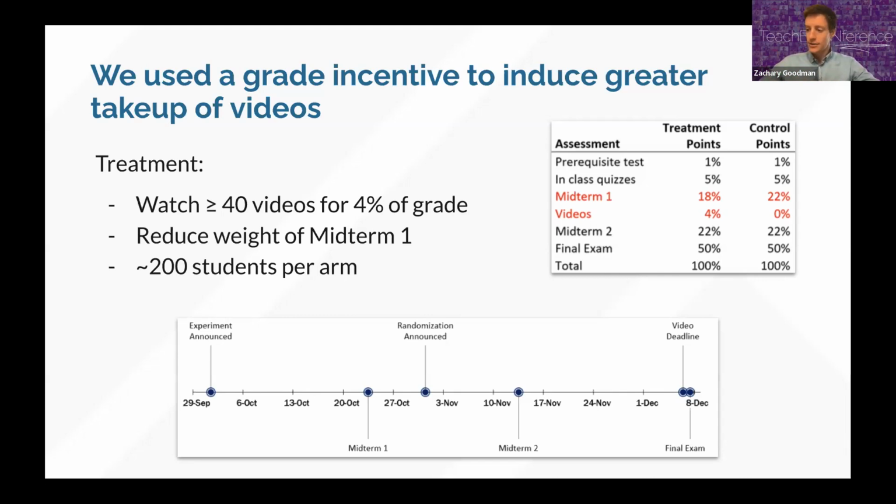Our sample size has about 400 students and it's 200 per arm. We announced whether students were in the treatment arm or the control arm just after the drop deadline. And by doing that, we made sure that our sample was pretty solid. And then we could observe outcomes both at the second midterm and also at the final exam. And the cutoff to watch the 40 videos was a couple days ahead of the final exam.